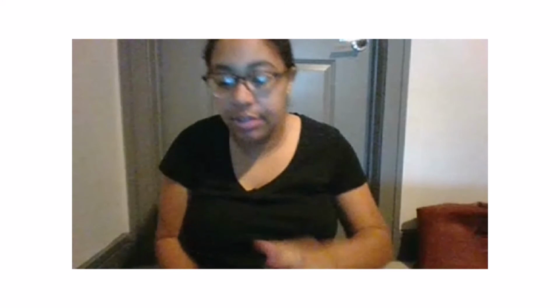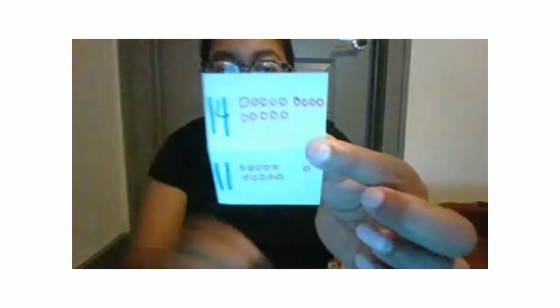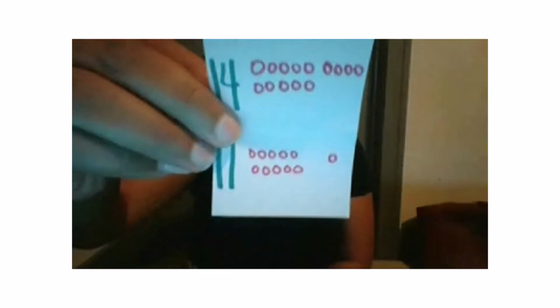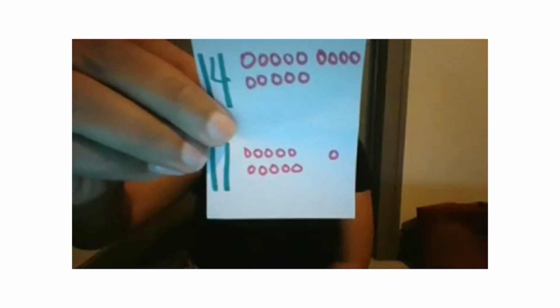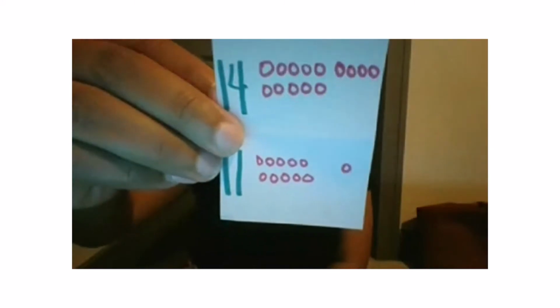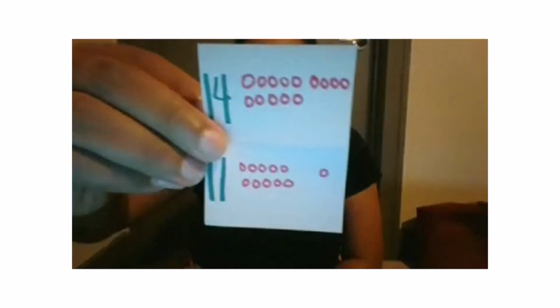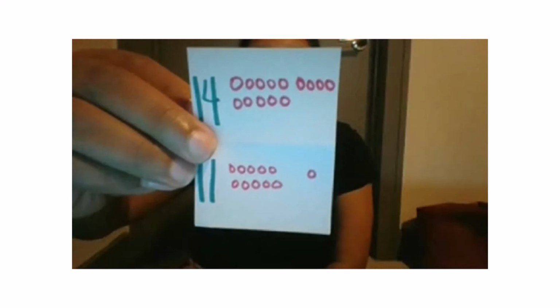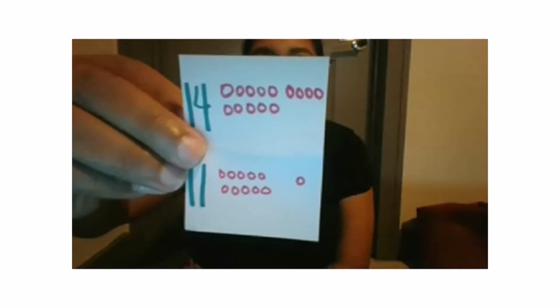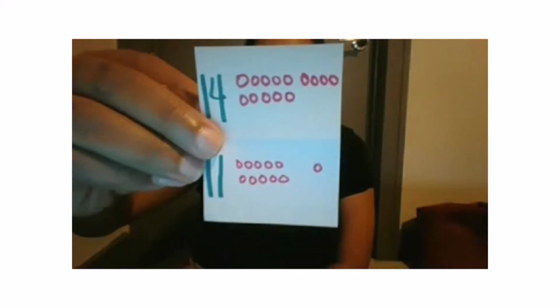Alrighty, so right now, friends, you should have your 14 circles, and then you should have your 11 circles. So now we both know that's a 10, that's a 10, right? So we're not going to pay attention to that, but we are going to pay attention to our ones. Which group has more ones?